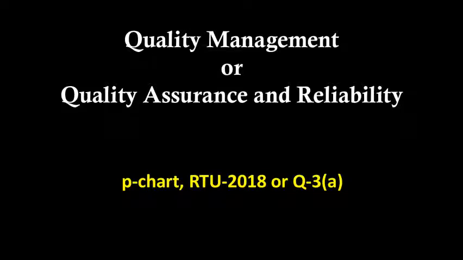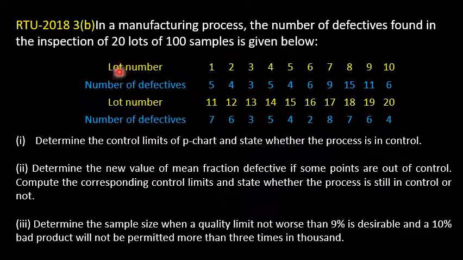Hello everyone. In today's quality management class, we are going to solve one of the questions from an old paper. This is a numerical type question, and it is an example of a P chart. The given question is: in a manufacturing process, the number of defectives found in the inspection of 20 lots of 100 samples is given below.